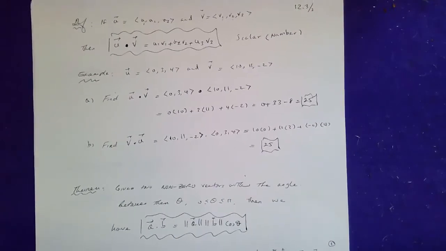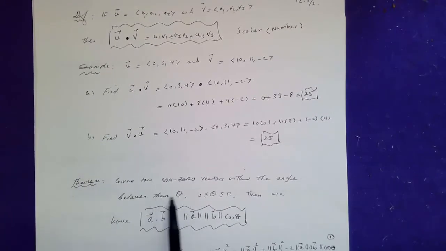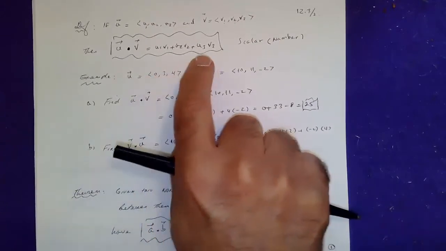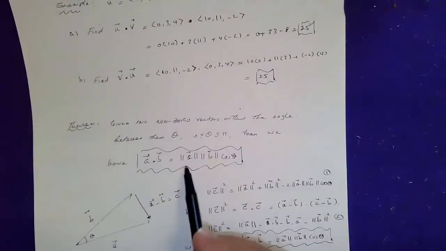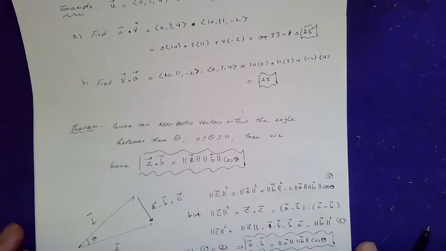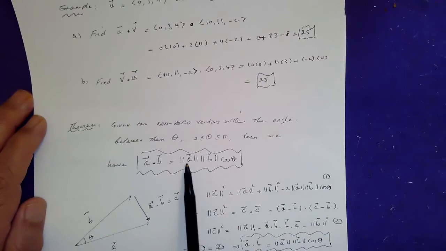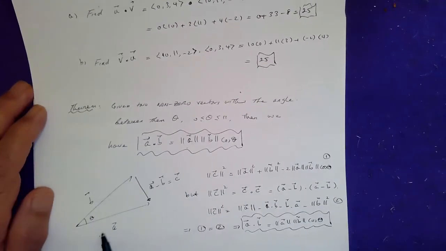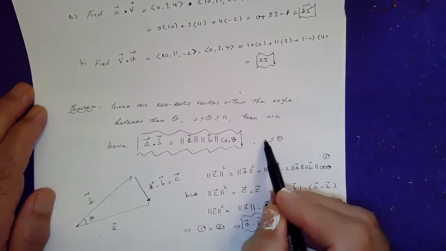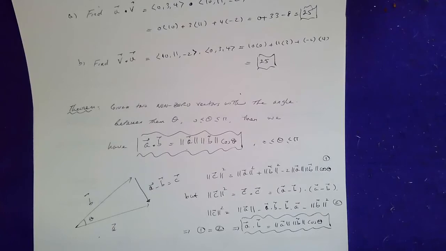In order to find the angle between two non-zero vectors, we have a theorem in the book which says the dot product of two vectors, besides being defined this way, you can also compute it as the product of the magnitude of each vector, namely the magnitudes of a and b, times the cosine of the angle between them, where theta goes between 0 and pi. Okay, so what does that mean?